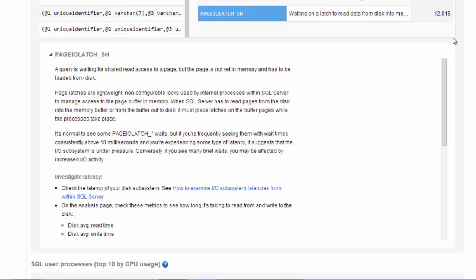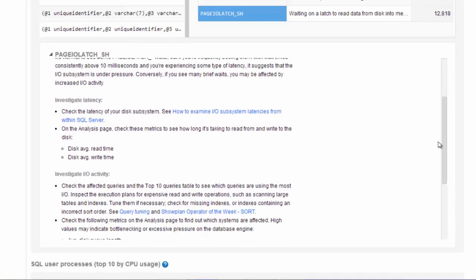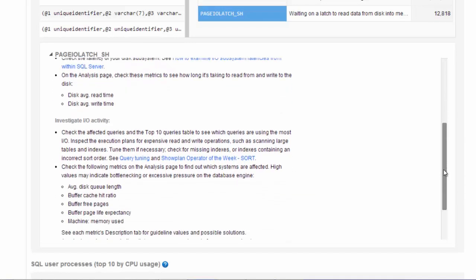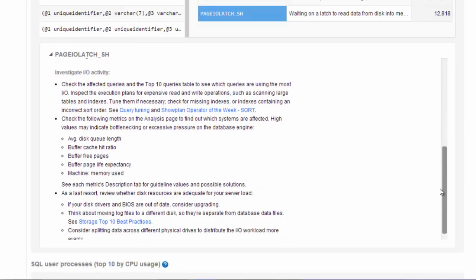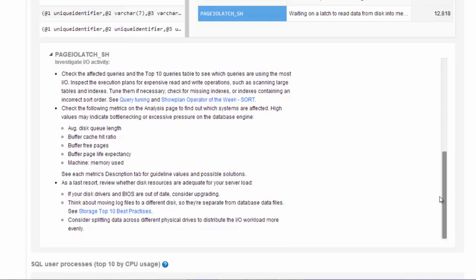For more detail, I can click right on that PAGEIOLATCH wait, and it's going to open up more detailed guidance. It's going to explain to you in very good, clear language exactly what a PAGEIOLATCH wait is, why the share latch waits are. It's going to show you mechanisms for investigating the latency so you understand why you're seeing this wait. And you're going to see how to investigate further into the I/O activity to understand where and what's going on as far as your waits go.